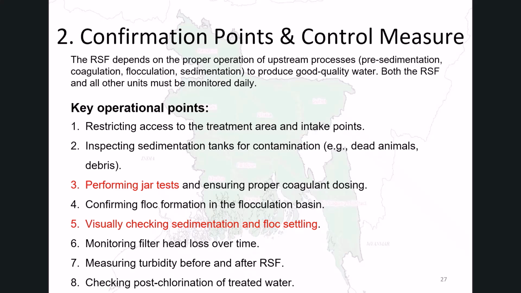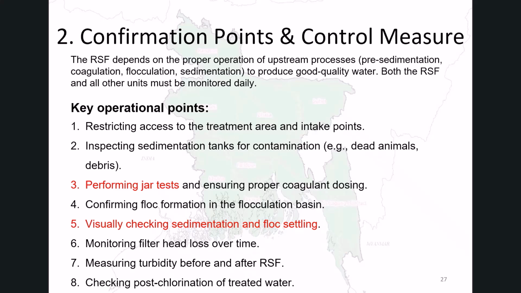Fourth and fifth, confirming floc formation in the flocculation basin and sedimentation. If flocculation is poor and flocs are too tiny, the sedimentation will not be effective. Sixth, monitoring filter head loss over time. Head loss is the sign for the backwash timing. This is basically observed by the water level at the filter.